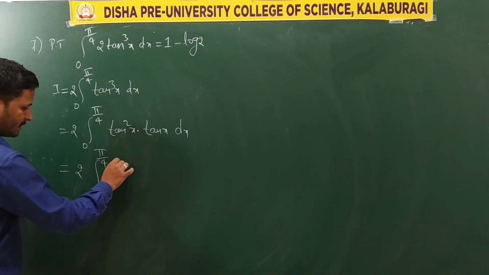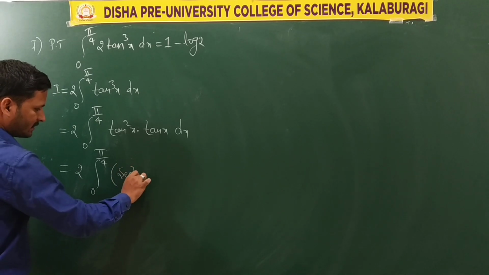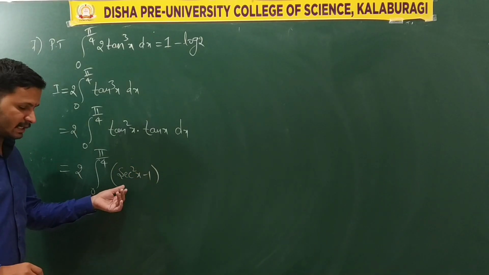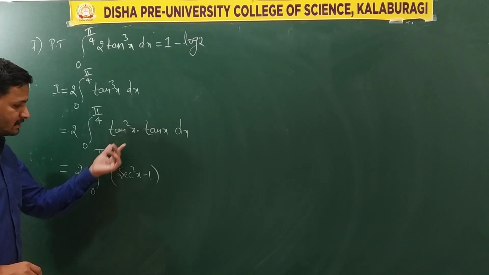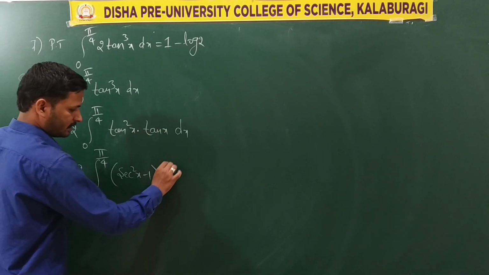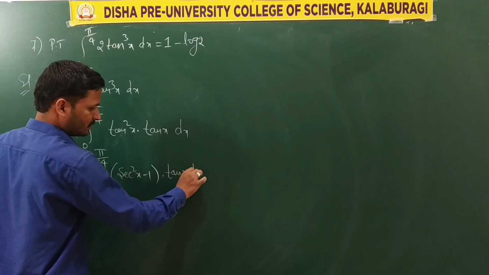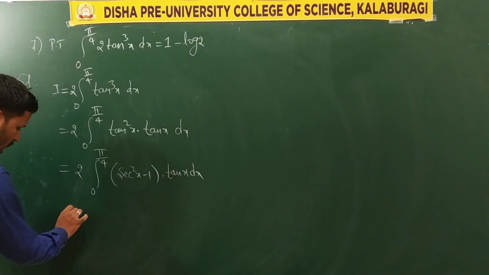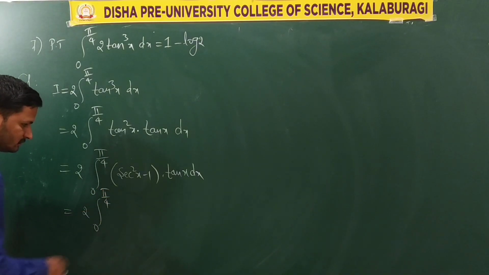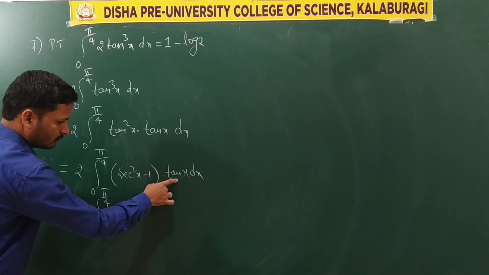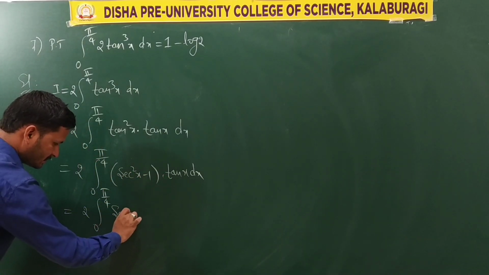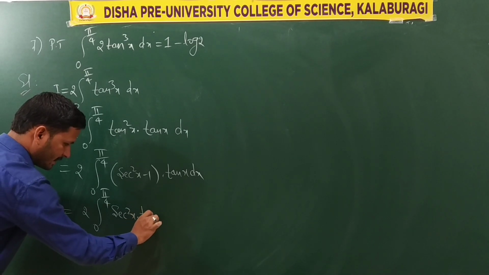Tan square x can be written as secant square x minus 1, because we know 1 plus tan square x is equal to secant square x. Then tan square x is equal to secant square x minus 1, a trigonometric identity, into tan x dx. So now 2 times of 0 to pi by 4, secant square x minus 1 into tan x, now multiply.